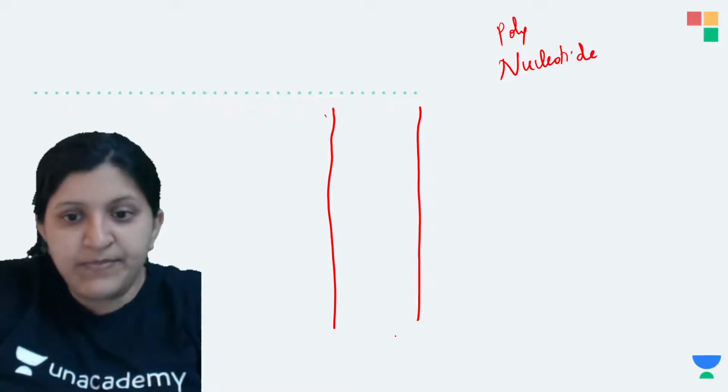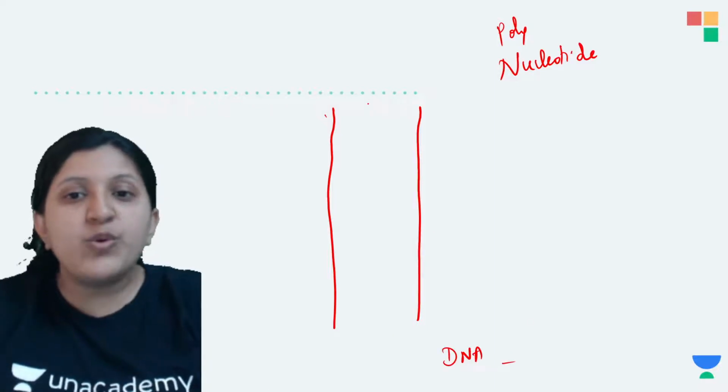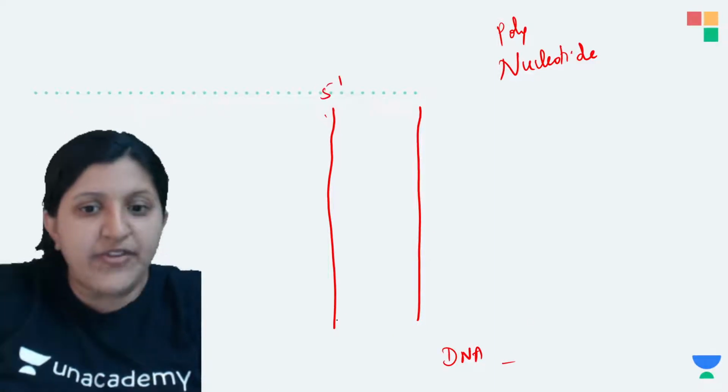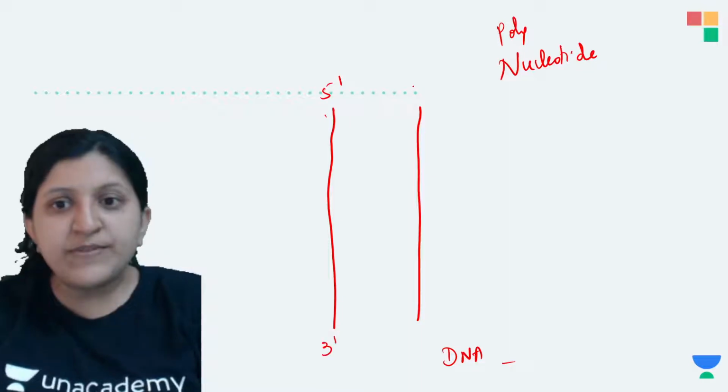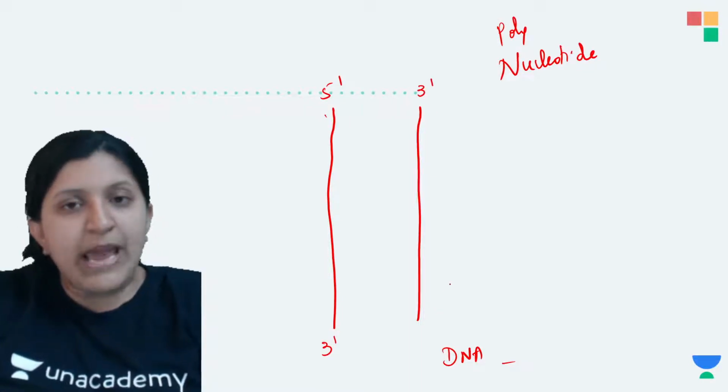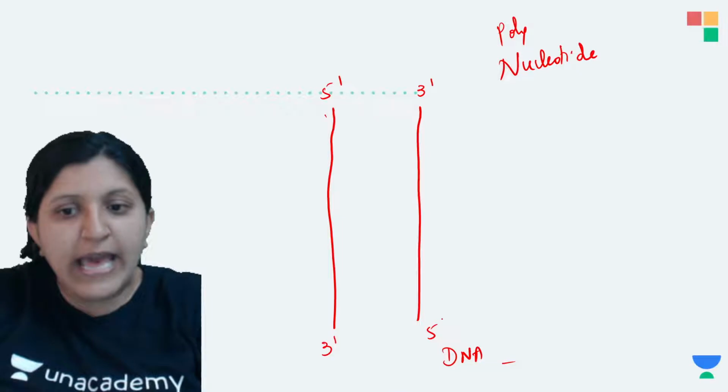Now this one is a DNA which is anti-parallel. So this is 5 prime, this is 3 prime, this is 3 prime, 5 prime also you can mention, and this is 5 prime.